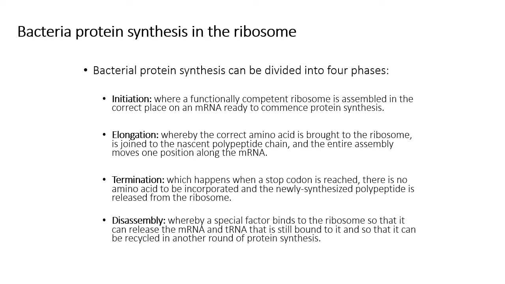Termination, when the process stops by a so-called stop codon. The stop codon is a three-letter code in the mRNA that tells the ribosome to stop adding new amino acids. There's actually also, I should say, a start codon that tells the ribosome to start the process of protein synthesis. And finally, disassembly, which allows the ribosome to release the messenger RNA and also the newly formed protein.